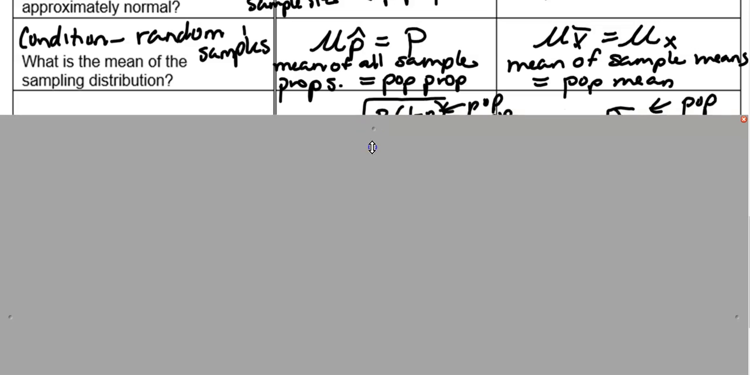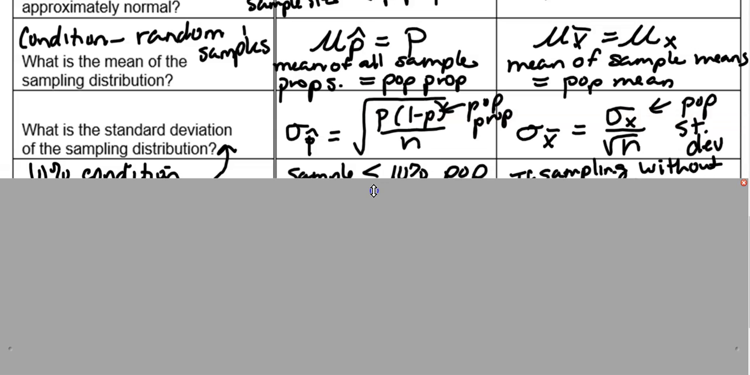What about the standard deviation? The standard deviation of my sampling distribution for p hat is this formula right here, the square root of p times 1 minus p over n, where p is the population proportion and n is the sample size. For my distribution of sample means, the standard deviation of all my sample means is the standard deviation of the population divided by the square root of the sample size.